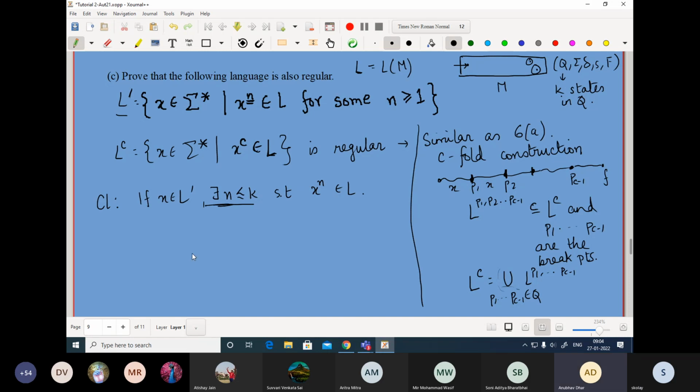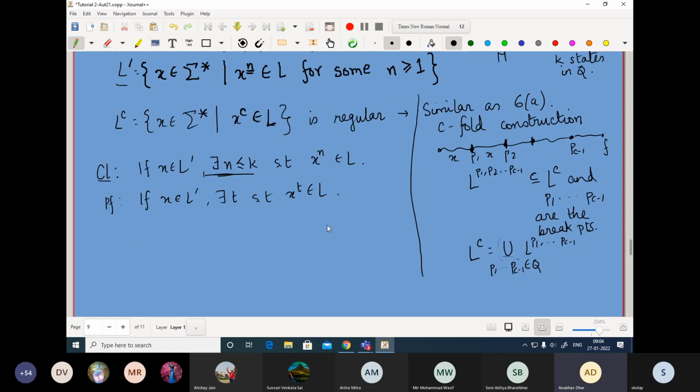Ma'am, we can assume that if x belongs to L dash, then there exists some t such that x to the power t belongs to L. Okay, so if x belongs to L dash, then there exists t such that x to the t belongs to L. If t is less than or equal to k, then we are done. Otherwise, t is greater than or equal to k plus 1.